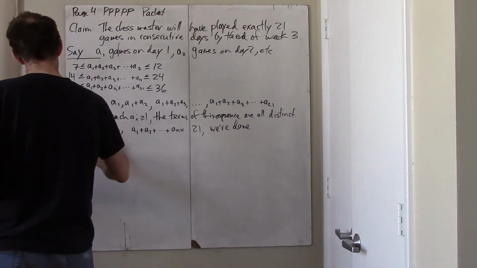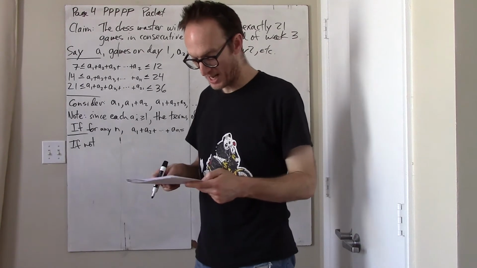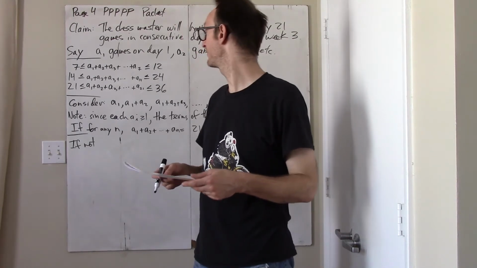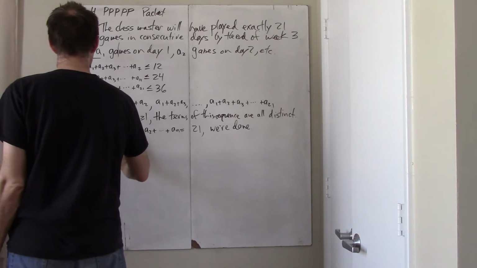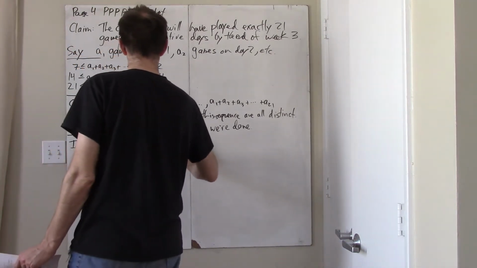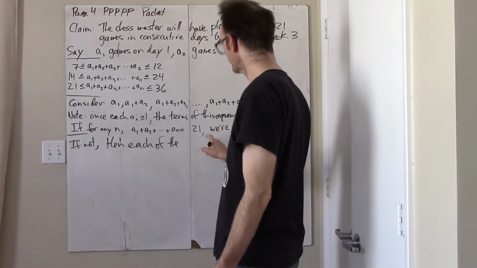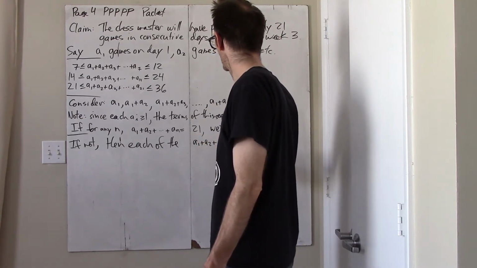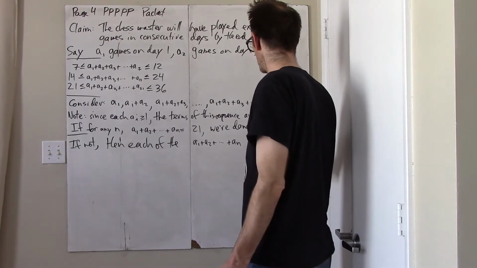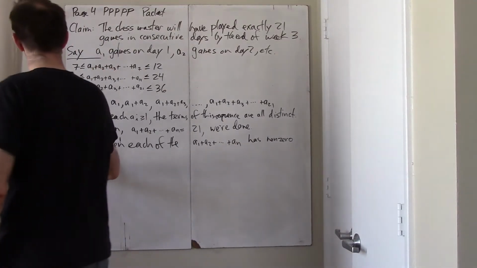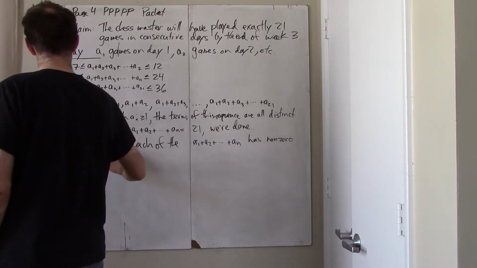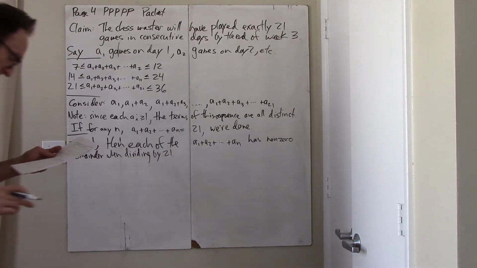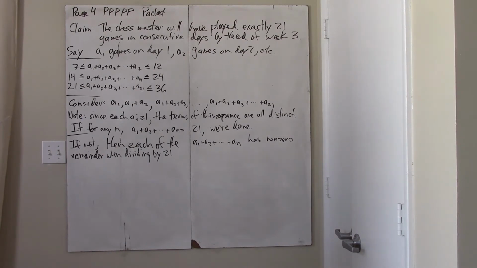But if not, then now we just consider remainders after dividing by 21. If not, then each of the cumulative sums, A1 to AN, has non-zero remainder when dividing by 21.